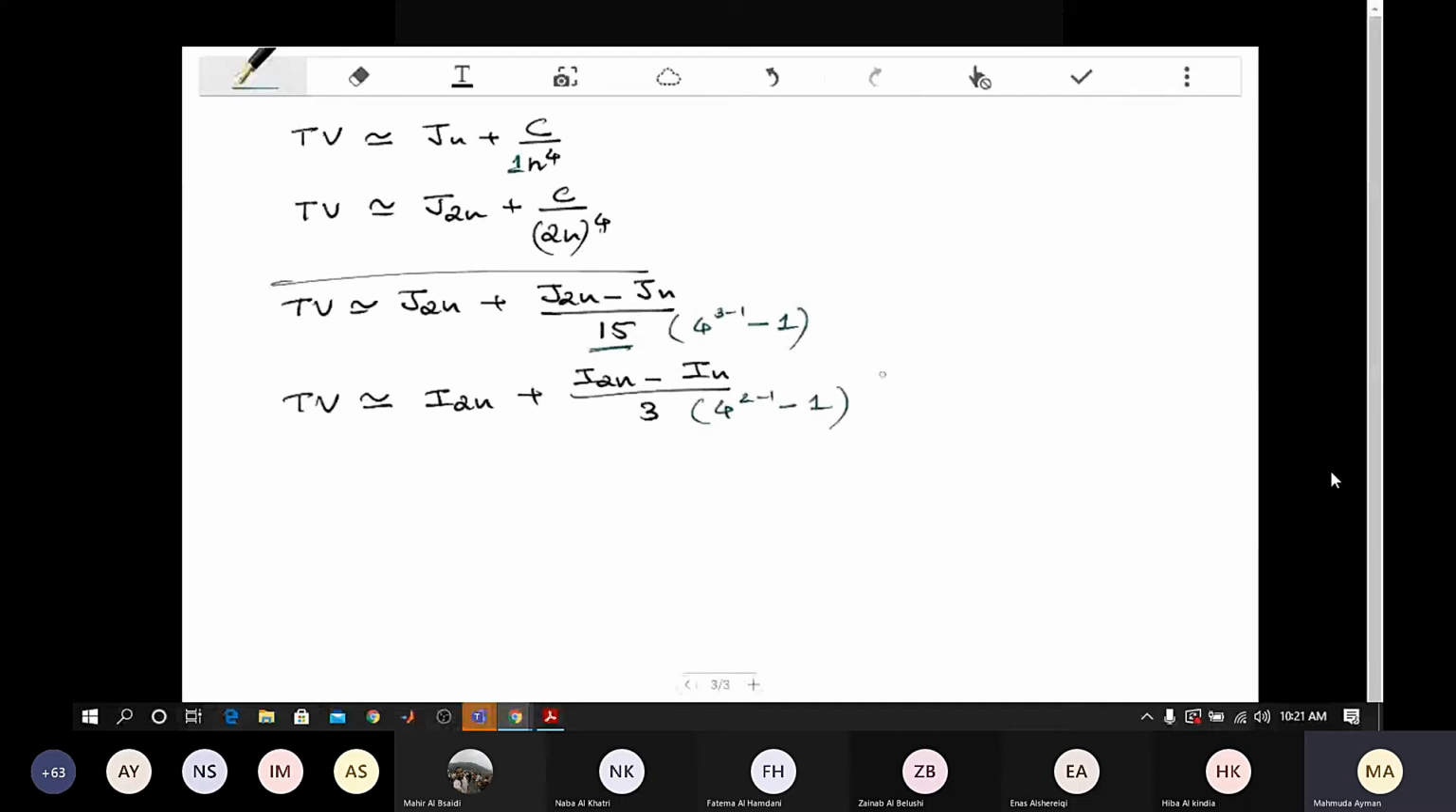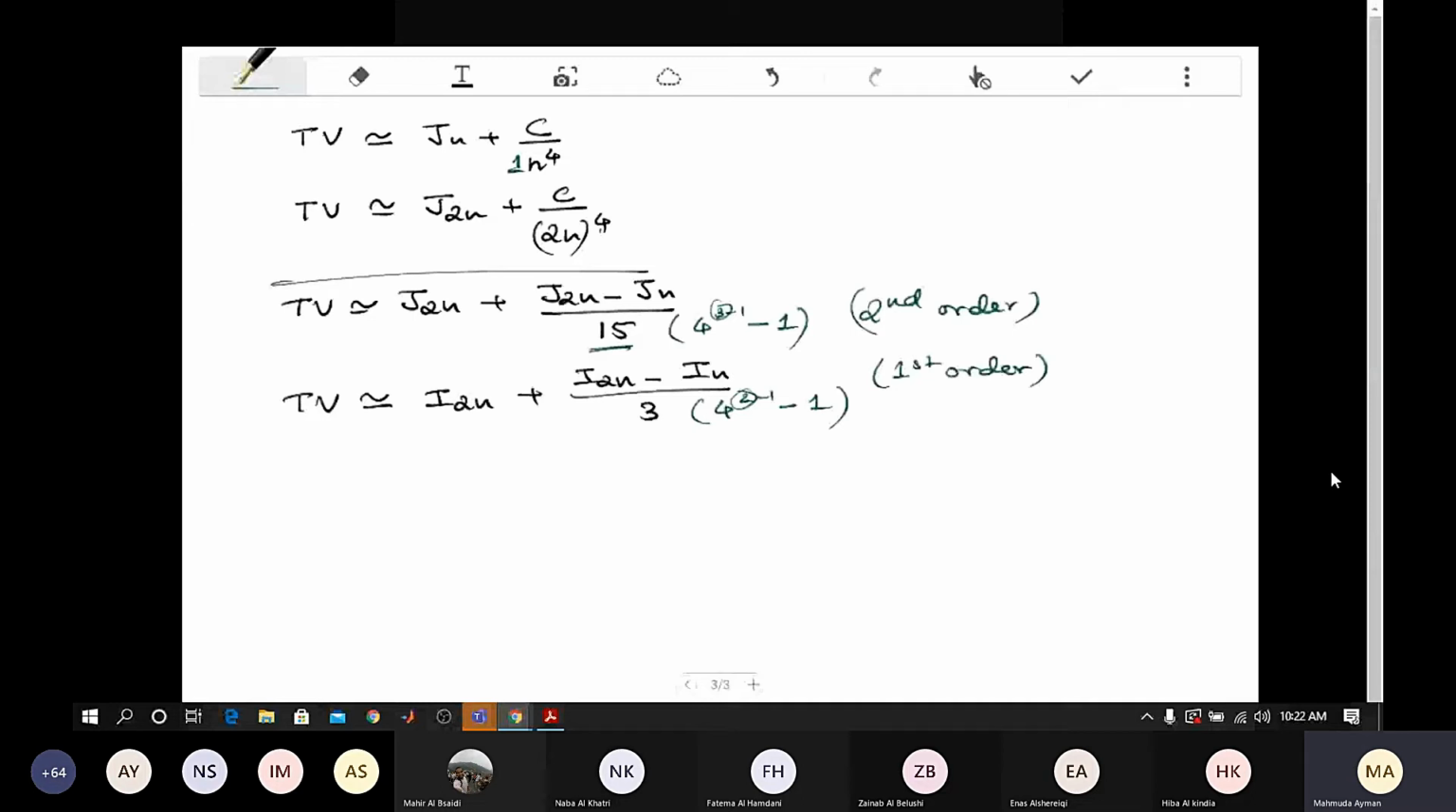So this one here is the first order extrapolation. For the first order extrapolation, the power of 4 will be 2. For the second order extrapolation, the value here will be 3. For the third order extrapolation, it will be 4. For fourth order extrapolation, it will be 5, and so on.